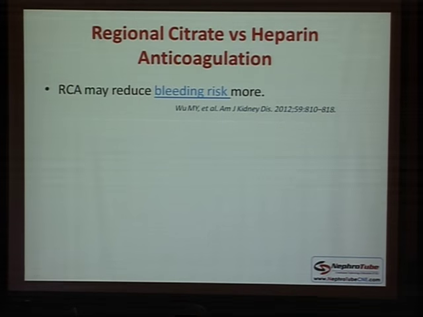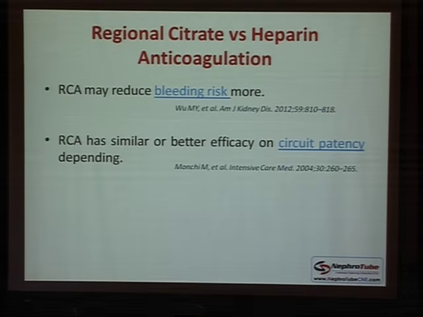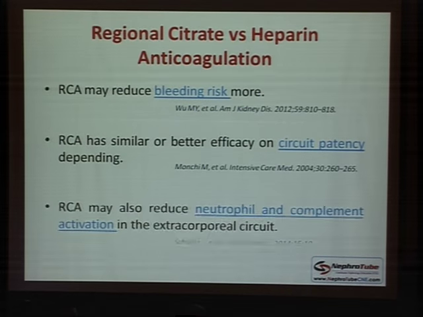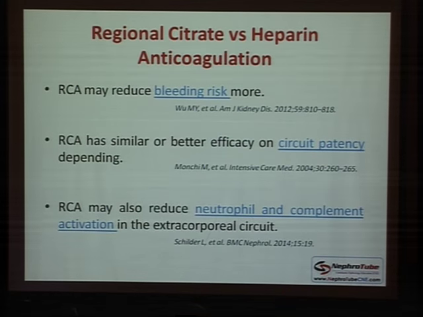Regarding this complex methodology of citrate, if we compare regional citrate versus heparin anticoagulation, we will find that regional citrate anticoagulation reduces the bleeding risk more than heparin anticoagulation. It has similar or better efficacy on circuit patency, and it reduces neutrophil and complement activation in the extracorporeal circuit.